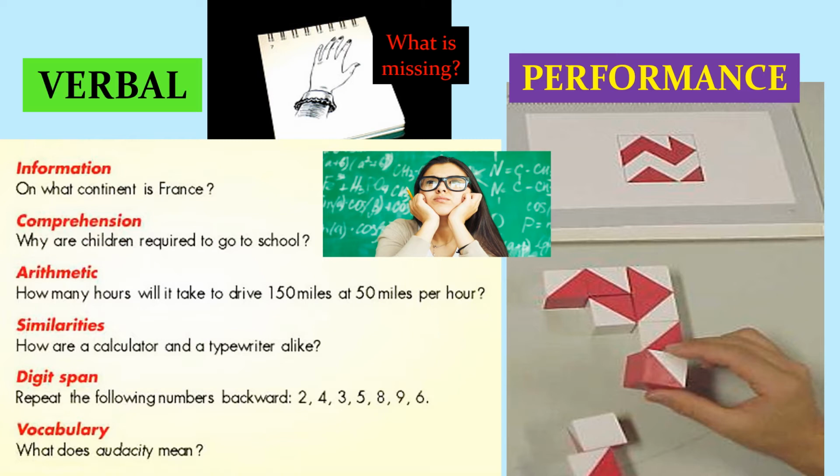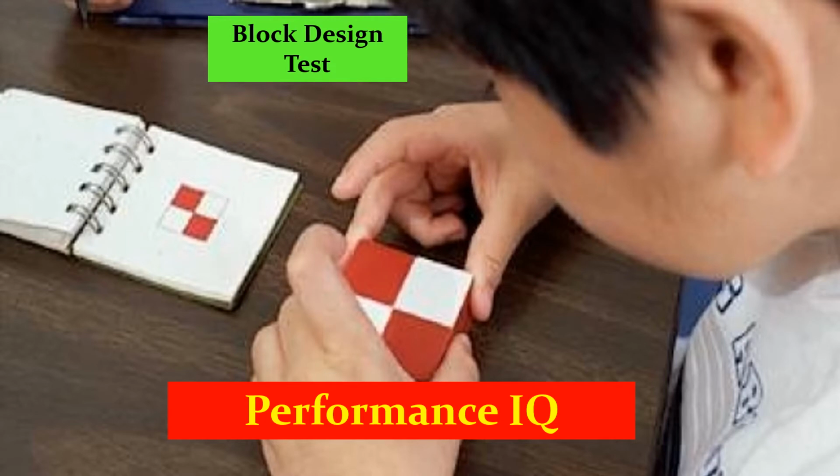But on the right, we have an example of a performance problem. We don't need any words to solve this problem. We have to replicate the image that is shown using some blocks. Here's a child doing a performance IQ problem. This is called the block design test.